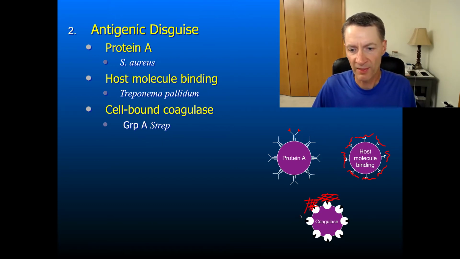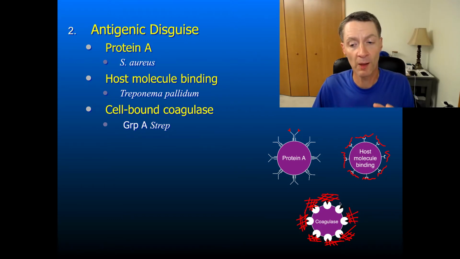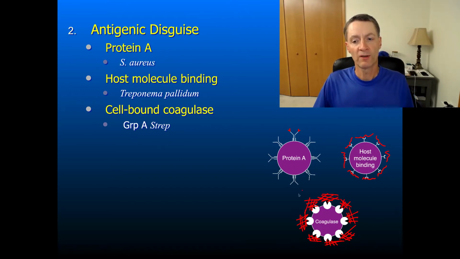Now, you might think, well, that's not good for the cell. Clots are going to be a way of keeping the cell from moving about. And you'd be right. That's one of the things we learned. But some of these organisms that form clots also can break the clots down when they need to. So they have the ability to form clots and break them down so they can move around. But this is still going to disguise and hide that organism. So coagulase, another antigenic disguise.